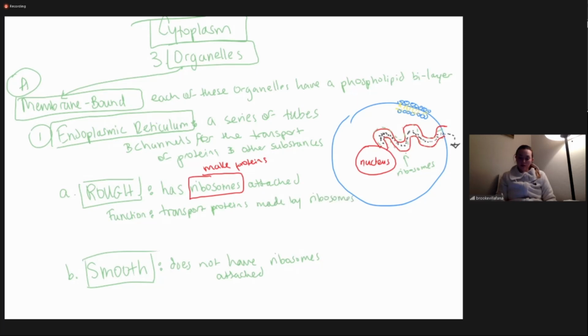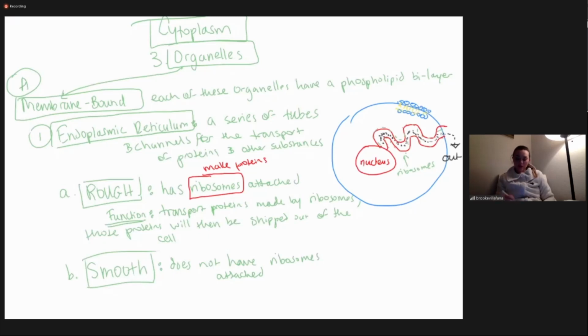Okay, those proteins will then be shipped out of the cell. Okay, so those proteins will then be shipped out of the cell. Does that make sense? So they're on their way out.